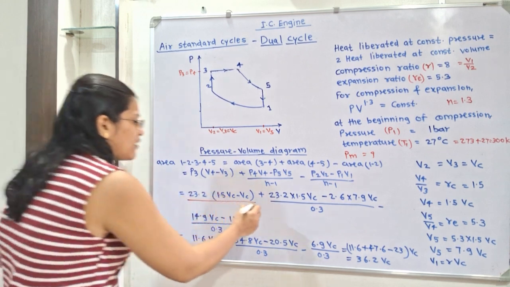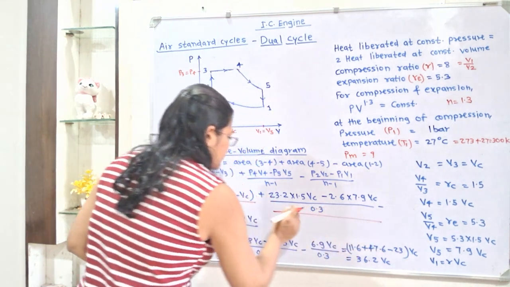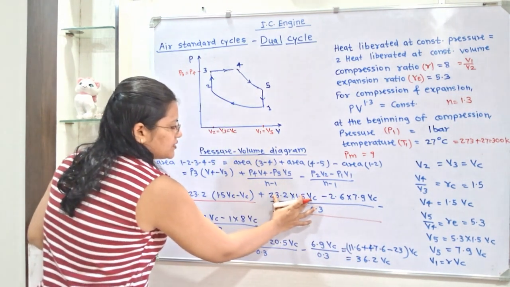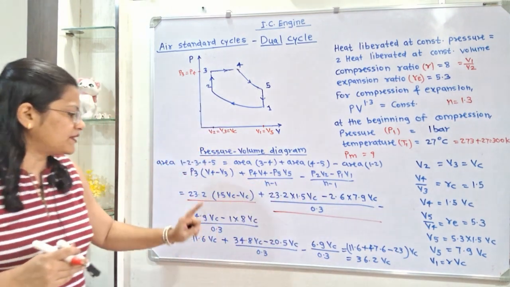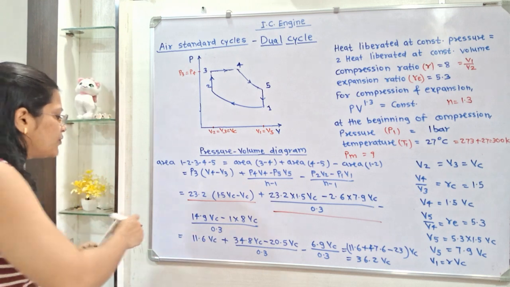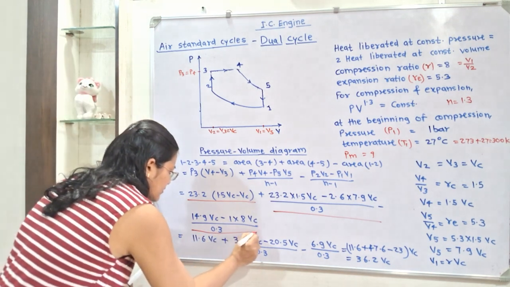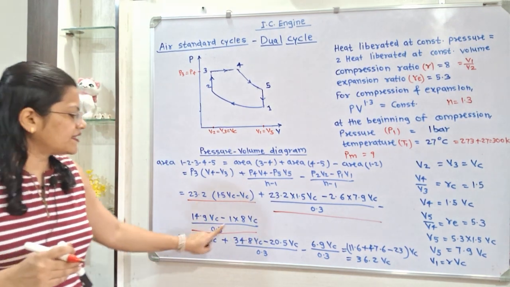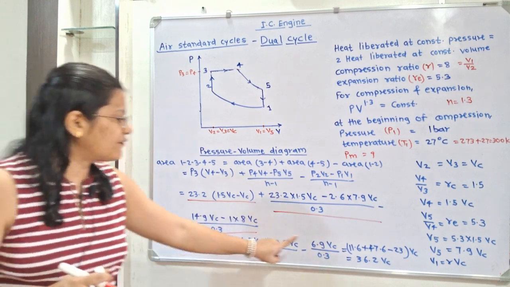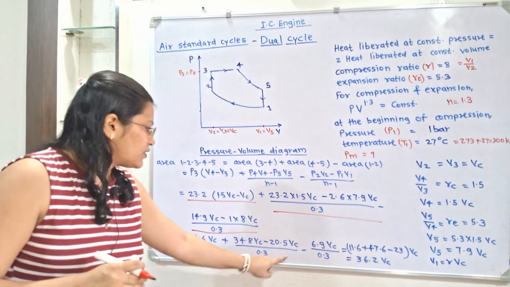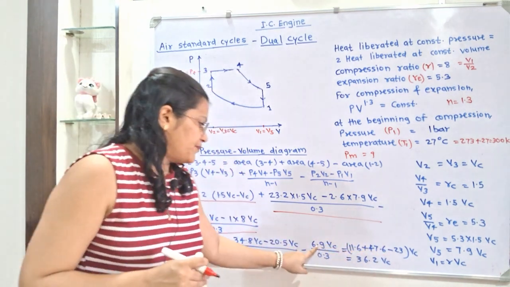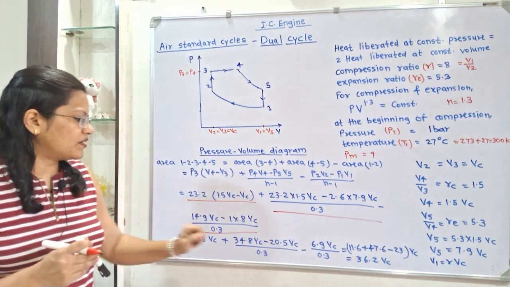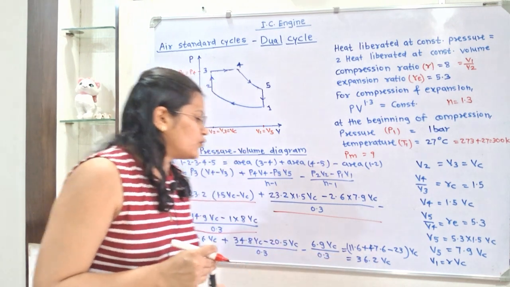Now we will move to calculate the second term. First we will solve this multiplication, then this second multiplication, and then divide by 0.3. And then we will move to solve this third term. So there are a total of 3 terms. Then we will get 11.6 plus, for the second term, 47.6 minus 23. Now we will take Vc as a common term, so we will get 36.2 Vc.